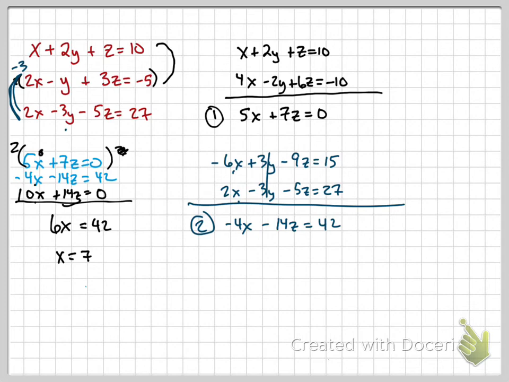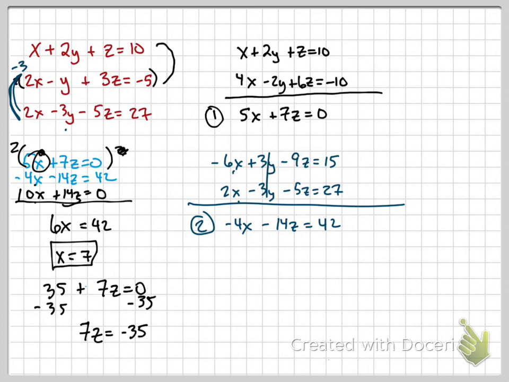If I plug in 7 for x right there, what's 5 times 7? 35 plus 7z equals 0. How do I solve for z? Can I subtract 35 from both sides? Do you understand where I got it, Avonlea? I plugged 7 in for that x right there. Okay. So subtract 35. 7z equals a negative 35. So what does z equal? Negative 5.